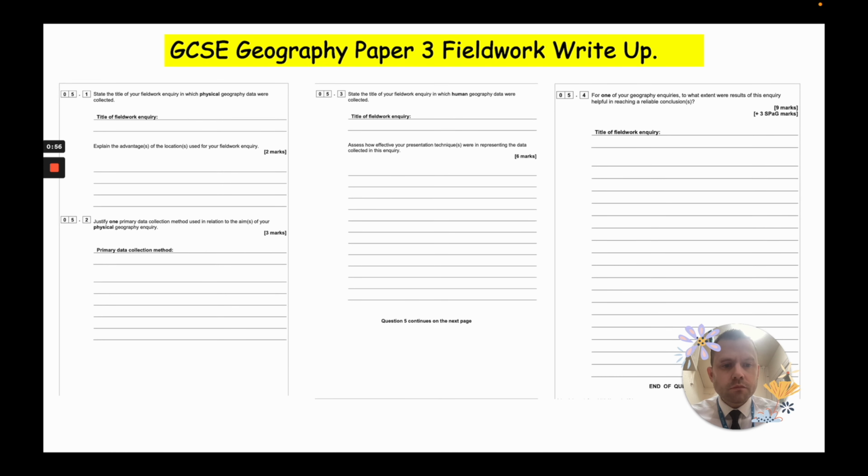Now, this is not going to be a video on how to answer these questions. We're going to talk through the fieldwork and all the different elements of the fieldwork. But just so you know, I've screenshotted some images here of typical exam paper questions, and it is question 5 in Paper 3. As you can see, if you follow my cursor, you're going to be asked to write the title of your fieldwork inquiry. This is about physical. Explain the advantages of the location. We'll talk about that when I go through the fieldwork write-up in a little while.